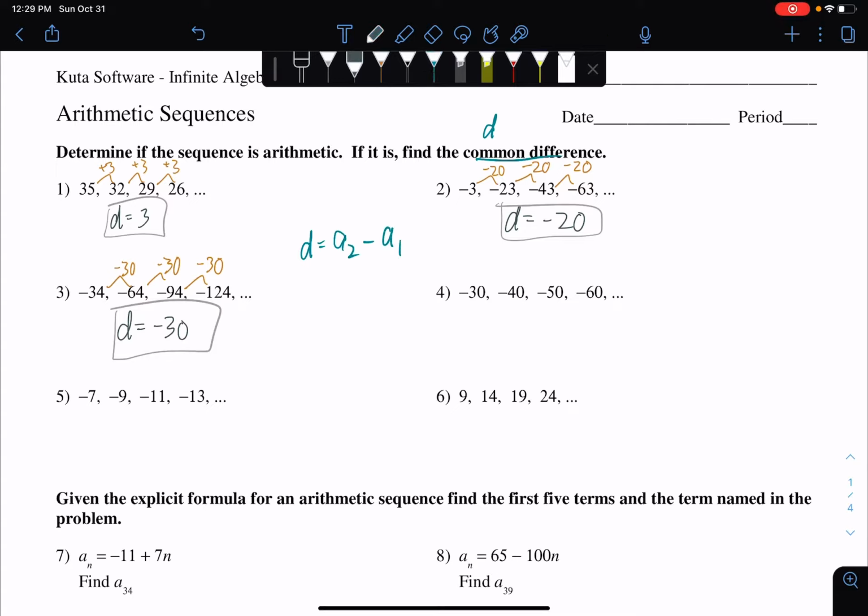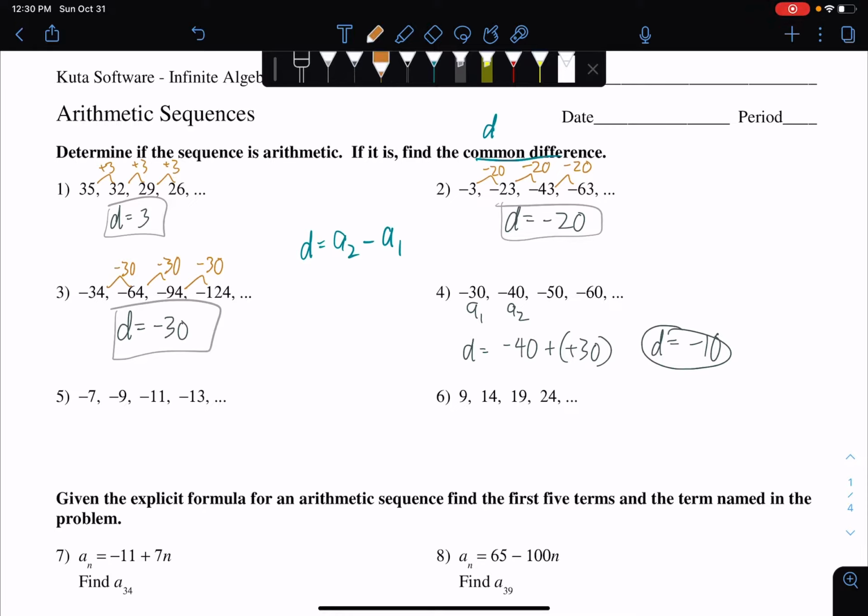Now, for number 4, let's base our finding of the common difference on the formula. We have negative 40, this is our a sub 2, and a sub 1 is negative 30. So d is equal to negative 40 minus negative 30. So this will be plus, law of integers. So we get d is equal to negative 10.